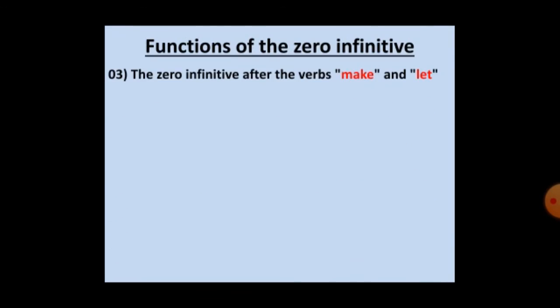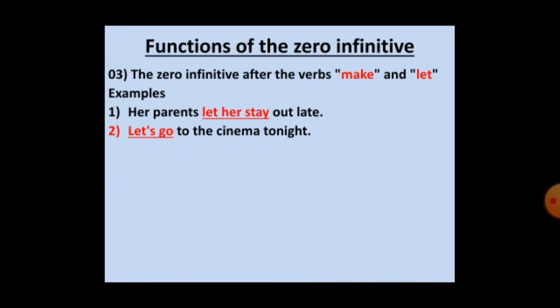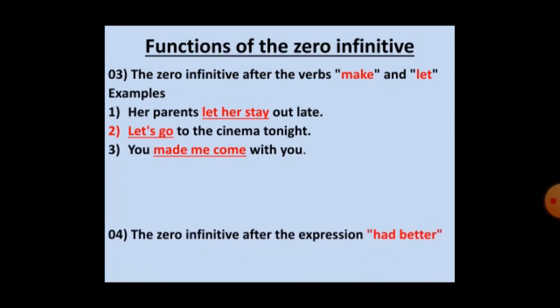And in the third function, when verbs like make and let come, we do not use to infinitive but zero infinitive. For example, her parents let her stay out. So after let we do not use to but the base form without to. Let's go to the cinema tonight. And in the third one, you made me come with you. So after let and make we do not use to infinitive but zero infinitive.